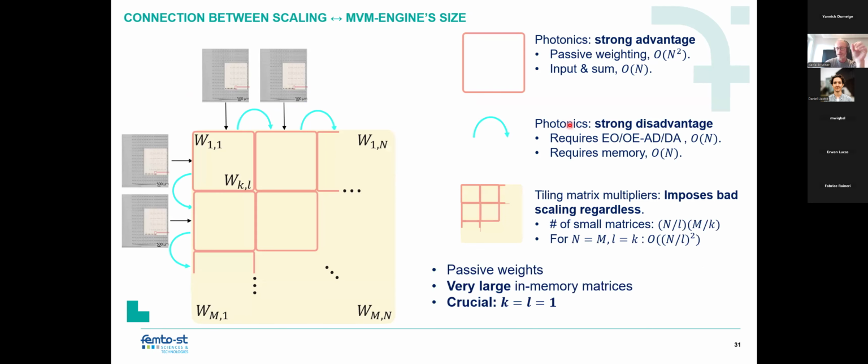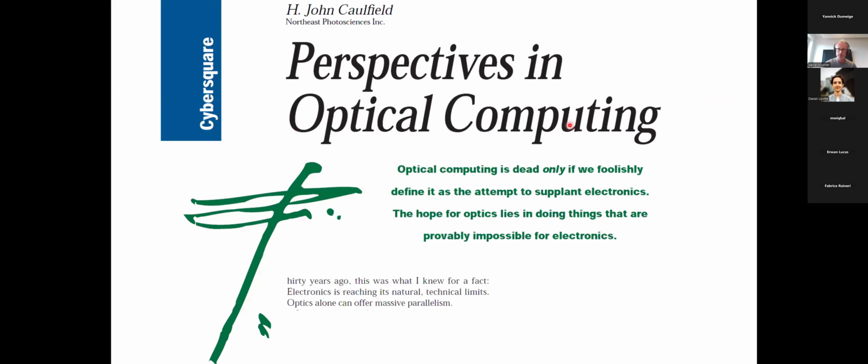The problem is these scaling arguments are the worst for the time delay multiplexing, because then you actually need this external memory for every little weight to implement. So that's basically the summary of this.